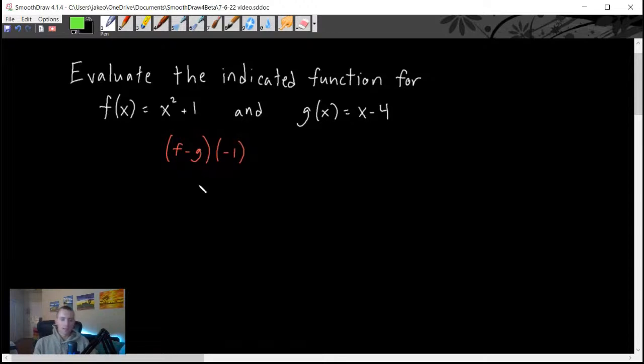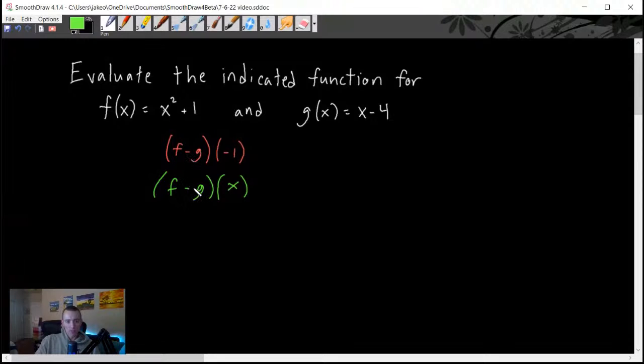So let's first take a moment to talk about notation, what this is actually asking us to find. Whenever you have f plus, minus, times g, f over g, whatever it is in parentheses like this, and then some other number out here, in this case it's minus 1, it could be anything. Could be 10, could be 0, could even just say x. Basically what you're going to have to do is first of all figure out what this function f minus g of x is. So that's where we're going to have to start.